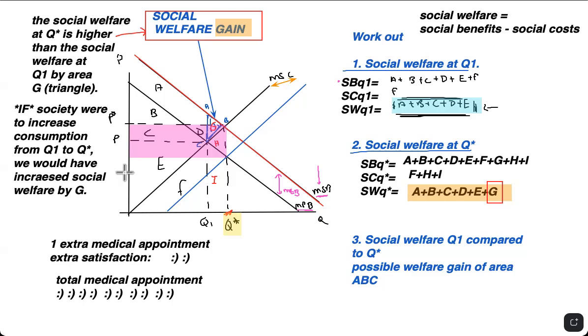You have to consider the methods to get there. You also have to consider that the private individuals don't actually want to get to Q star. For them, Q star is more harmful. If you were to go through a similar process where you work out the private costs and the private benefits and compare that, you would see that the normal individuals are actually worse off being at Q star.